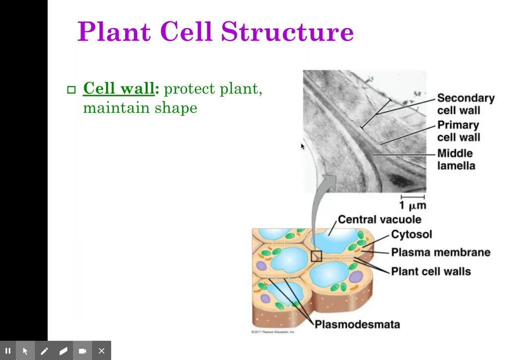This is all about cell wall structure. So the cell wall's job is to protect the plant and maintain shape. And it is primarily composed of cellulose. So if you look at this, there are three parts.